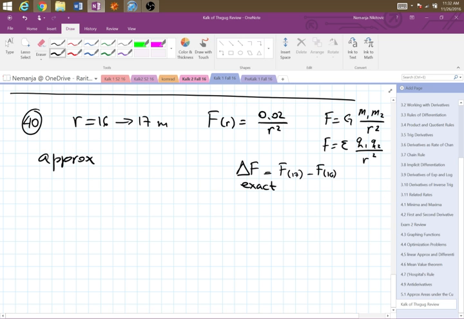And we do that by figuring out dy, well, in this case, df, which is given as the derivative of f computed at 16 times the change in r. Now, change in r is very simple. 17 minus 16 is 1.